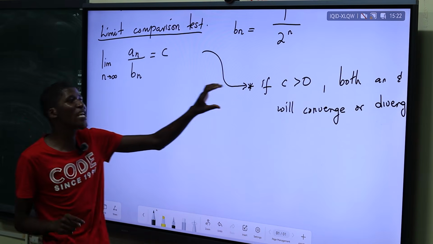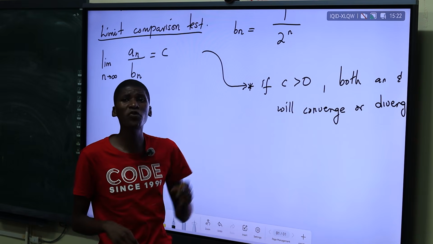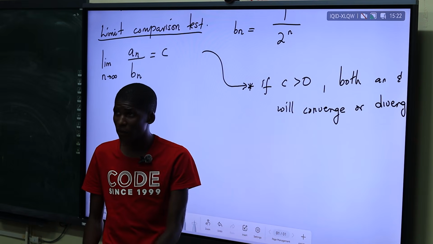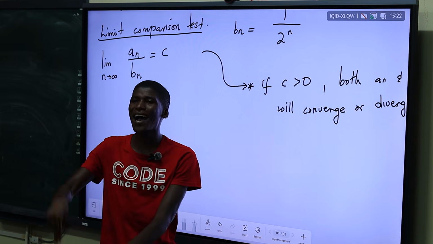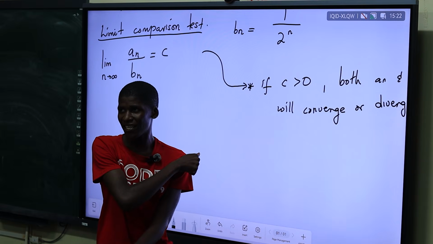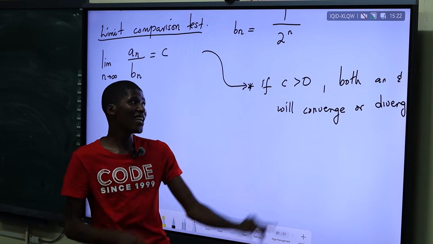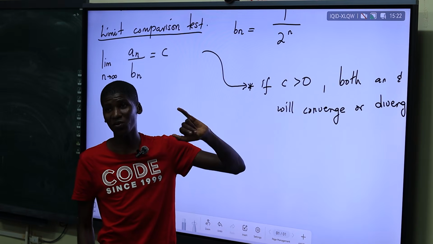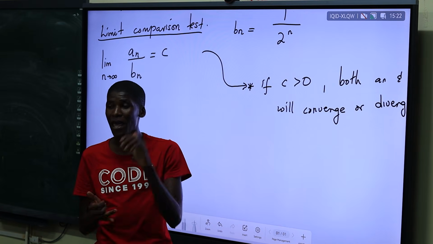The value of the limit, if it is greater than 0, then both of them will converge or they will diverge. But if you get a number that is less than 0, a negative number, don't proceed with the test. The limit must be greater than 0. It must be a finite number, a positive number.